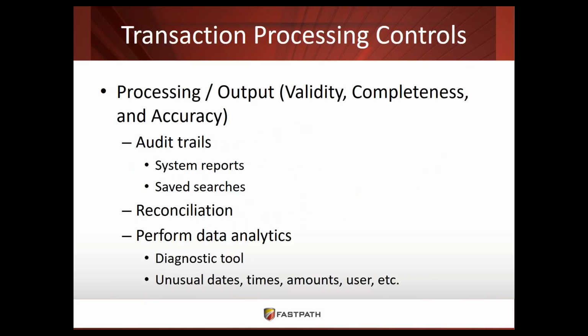Next we get to the processing and output steps of a transaction, and here we're looking at validity, completeness, and accuracy. So the first step is those audit trails. So again, the audit trails are just predefined system note searches. We can use custom saved searches as well, or some of the system reports that are going to report back on the transactions flowing through the system.